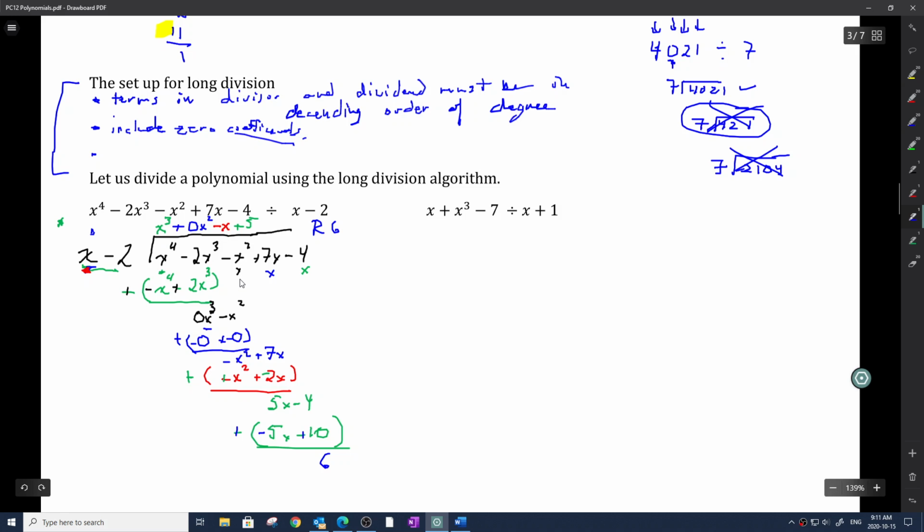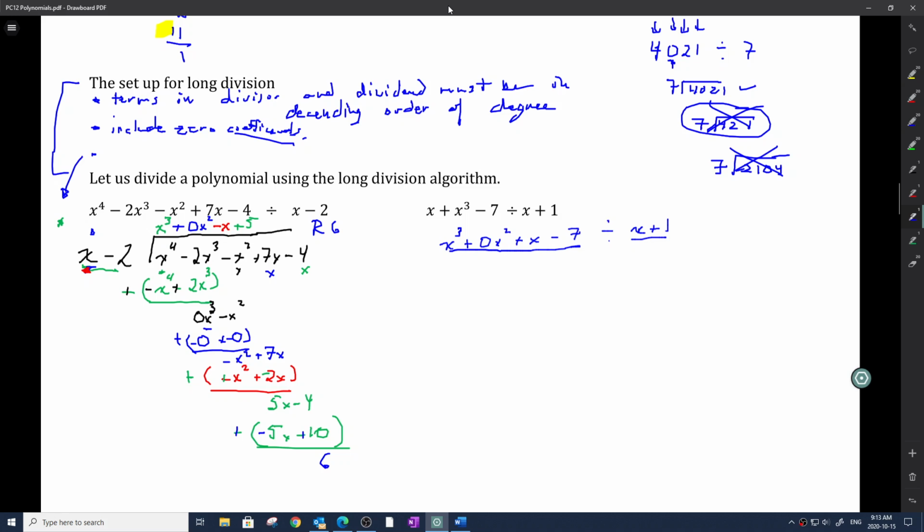Is there anything else that I'm missing? Maybe you may want to make a comment of changing the language. Instead of how many times does x go into x to the power 4, you may want to say x times what gives me x to the power 4, right? So that'd be your quotient, your dividend, your divisor. I just want you to set this up. Press pause to set this up properly by paying attention to this.